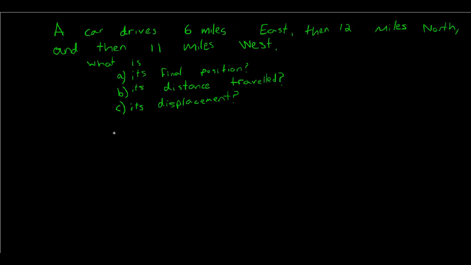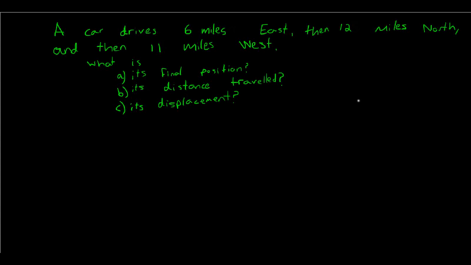So before we move on, I want to do one more example with position, distance, and displacement, just so we get a better grasp on it. So consider the following problem. A car drives 6 miles east, then 12 miles north, and then 11 miles west. What is its final position, its distance traveled, and its displacement?